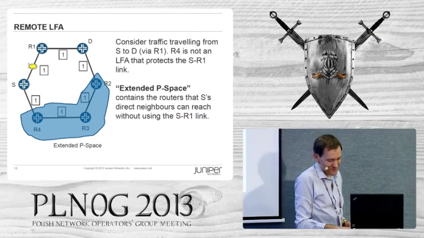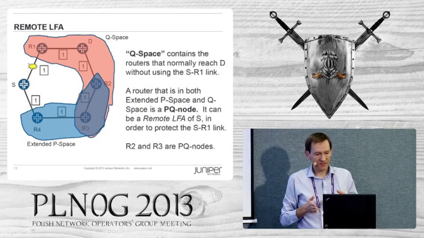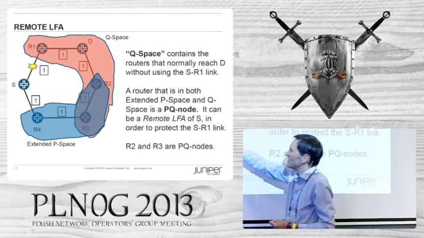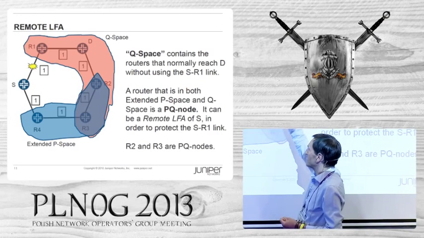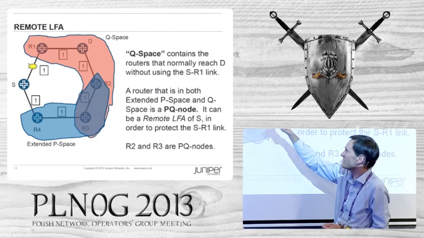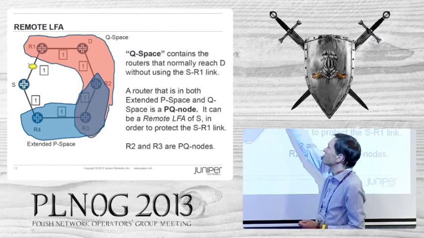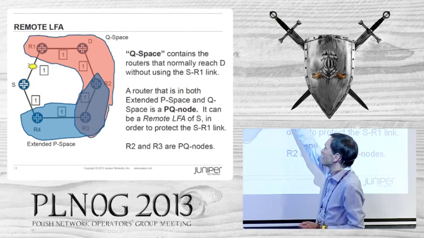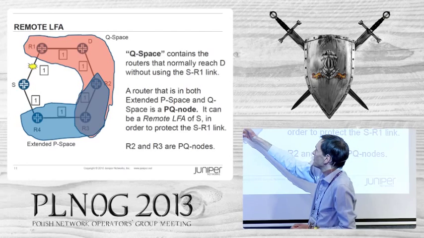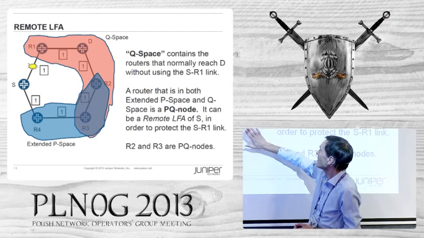And then the other definition is what's known as Q space. And Q space contains the routers that can normally reach router D without needing to use this link between S and R1, given the metrics that are in force. And so you can see that R1, of course, would send the packet straight across to D, so he doesn't use that link, so he's a member of Q space. R2, if he was asked to send a packet to D, he would send it along the direct link to D, so R2 is a member of Q space, and R3, if you asked R3 to send a packet to D, he would send it in this anti-clockwise direction around the ring, and so he's also a member of Q space.